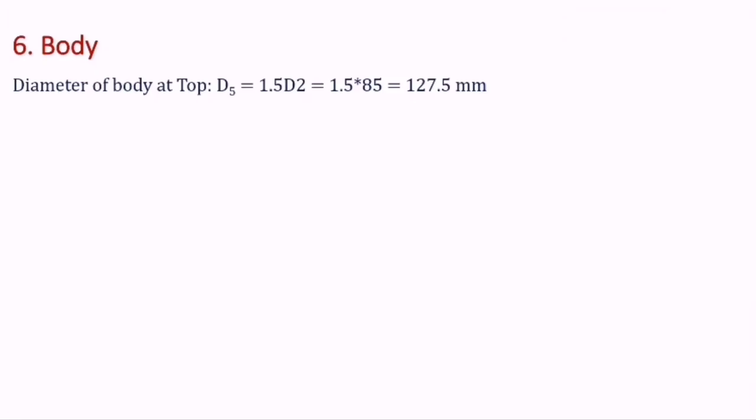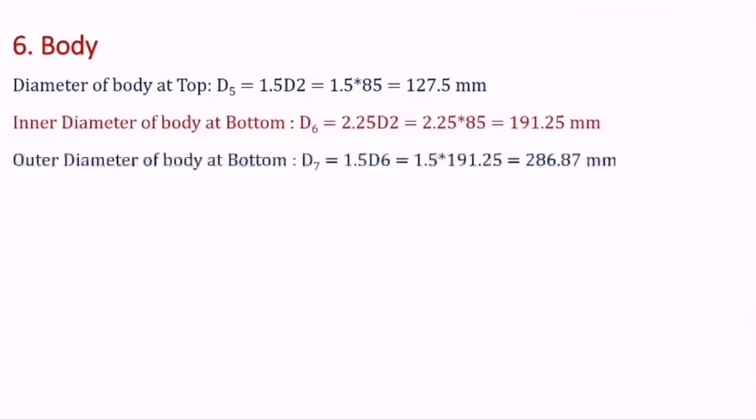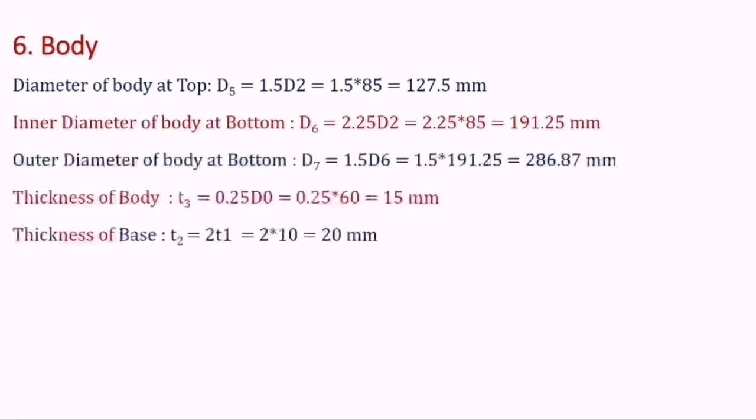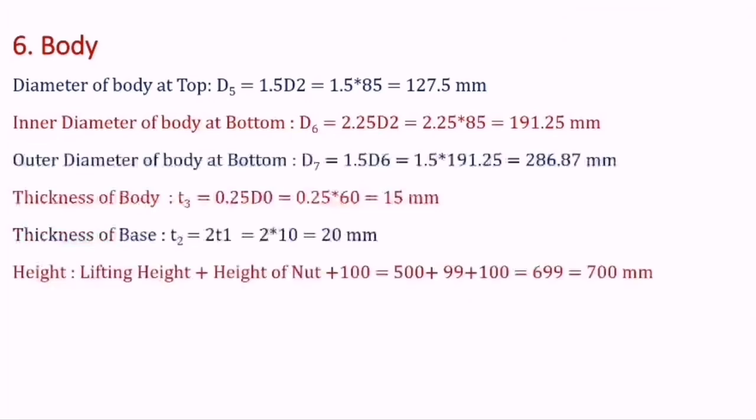For body we have to just consider the empirical relations which are given as follows. Diameter of body at the top, that is d5 as 1.5 d2, inner diameter of body at bottom d6 as 2.25 d2, outer diameter of body at bottom, that is d7 given by 1.5 d6, thickness of body t3, that is 0.25 d0, thickness of base t2, that is given by 2 t1, and the height of the body given by lifting height plus height of the nut plus 100. Just substitute the values and get the required answers.